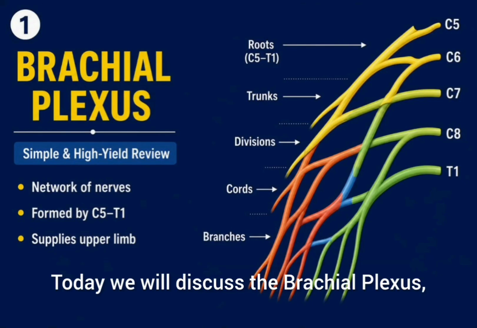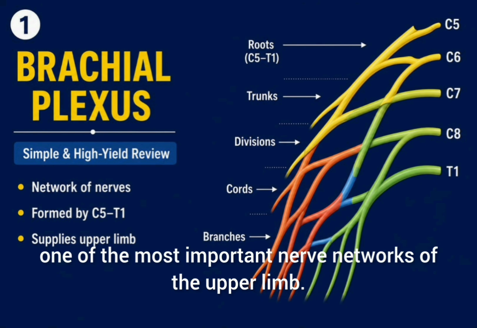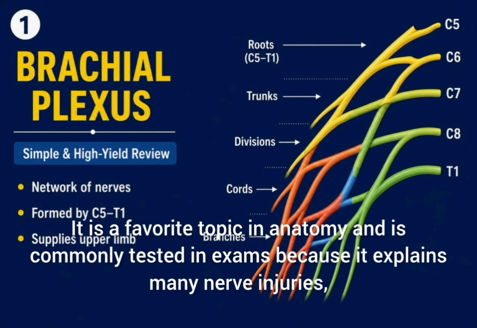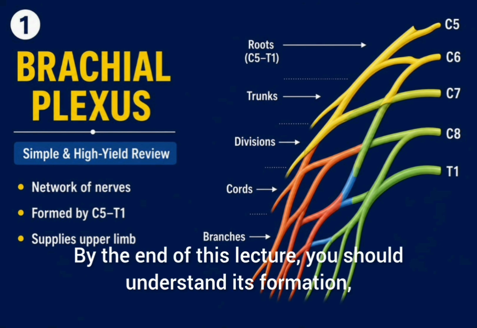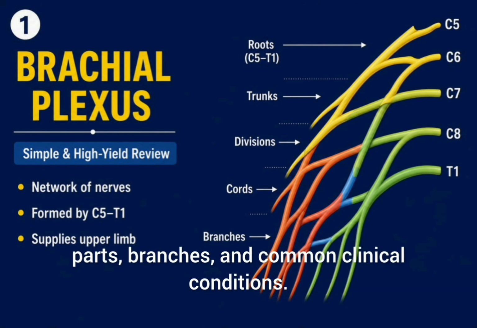Today we will discuss the brachial plexus, one of the most important nerve networks of the upper limb. It is a favorite topic in anatomy and is commonly tested in exams because it explains many nerve injuries, including Erb's palsy and Klumpke's palsy. By the end of this lecture, you should understand its formation, parts, branches, and common clinical conditions.